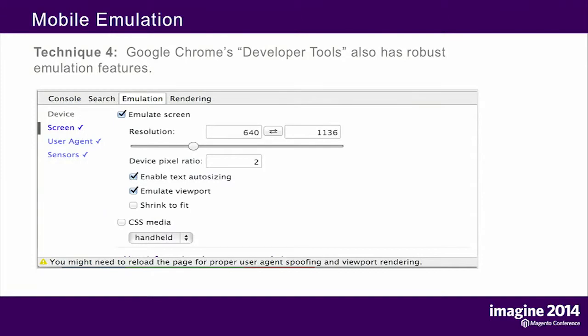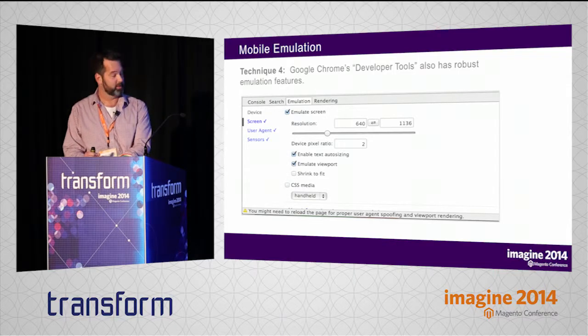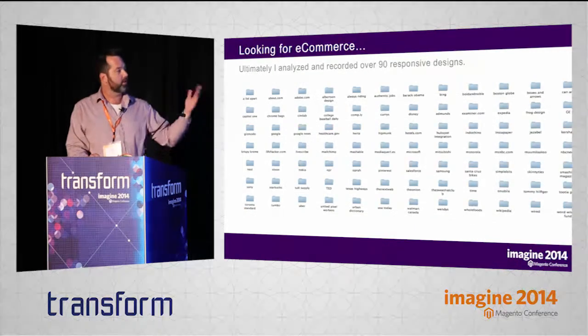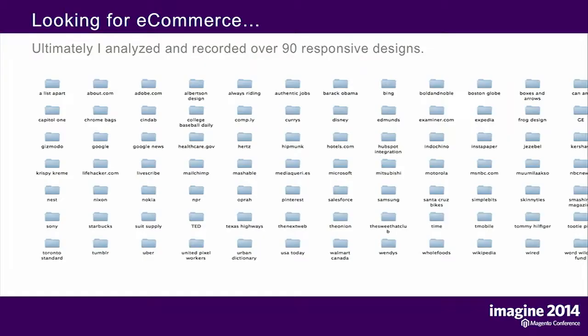Simple, easy. However, I couldn't always make every site look on my desktop exactly as it looked on my mobile device. Google Chrome has great emulation features. You can open it up, tweak any of the variables, including accelerometers and other things. It's pretty cool. So on and on, evaluating all these sites, I ended up with over 90 that I cataloged and evaluated.